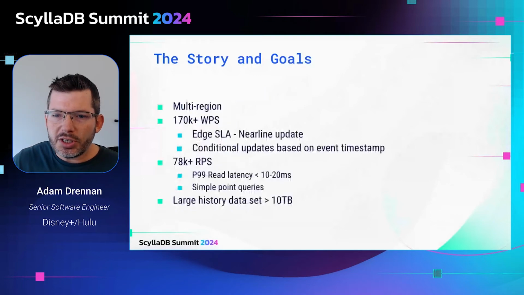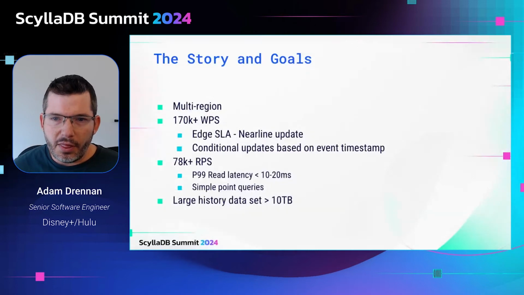And so here are some of the specifics of what we were looking for. To support peak traffic, we wanted a database that could handle upwards of 170K writes per second. And if you've used DynamoDB, you know that WCUs are the main driving force behind the cost. So this was very important to us and one of the main metrics we were looking at to try to reduce this. The updates are nearline and didn't have a strict SLA, but we did need to be able to perform conditional updates based on event timestamp.